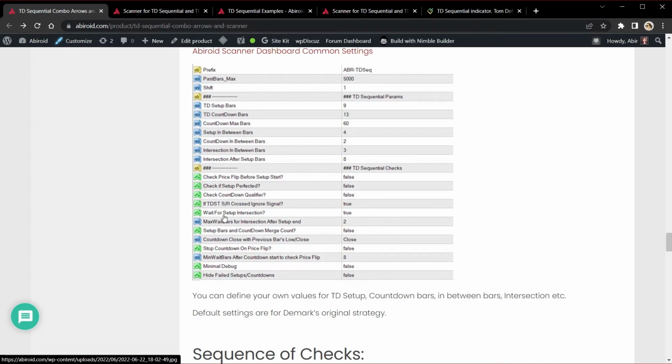And these are all the optional features. Whether you want to check for price flip before the setup starts, if you keep this to false, in that case it will give you a lot more signals. And if you want to check if setup is perfected, for scalping, I would suggest that you keep this to false. Also the countdown qualifier. If you are, for example, scalping on M5, then you will get quicker signals. And if you want to ignore certain signals if TDST has already been crossed, I would suggest that you leave this to true. And wait for setup intersection. You can also leave that to true if you like.